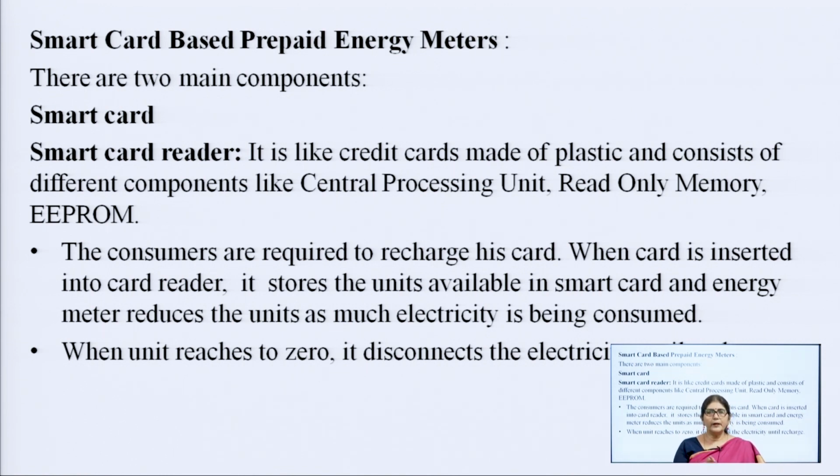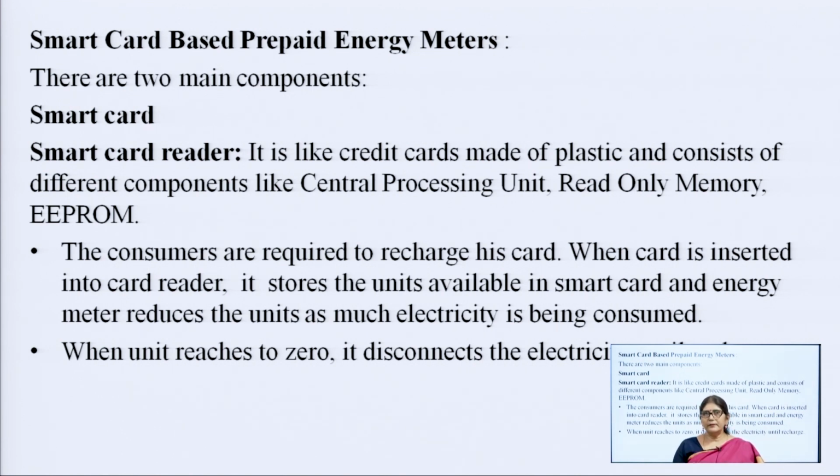reader. Smart card is like a credit or debit card, and it is made up of plastic and consists of different components like CPU, read only memory and electrically erasable ROMs. So, when the consumer wants electricity supply, the customer can recharge the card, and when this card is inserted into the card reader, the card reader stores the units that are available in the card, and then when consumption is done, the energy meter reduces the units as much as energy is consumed.